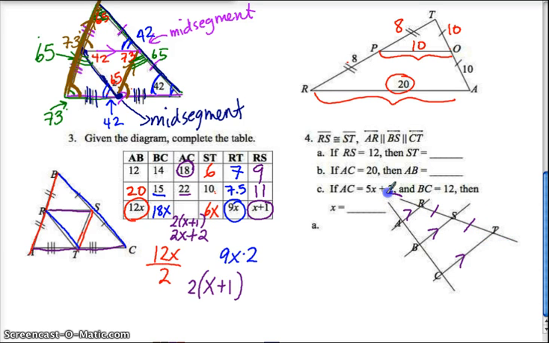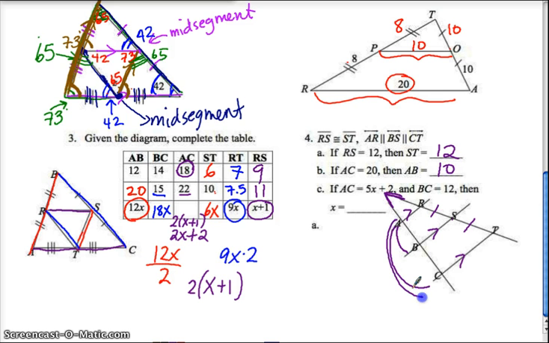Well, look, this isn't a triangle, but if we just connected it, do we have a triangle now? Sure, and these are midpoints, right? This is the midpoint. So what's going to happen? What do you think is going to happen? If RS is 12, what's ST going to be? It's also going to be 12. If AC is 20, what is AB going to be? Well, hopefully you're saying to yourself 10.